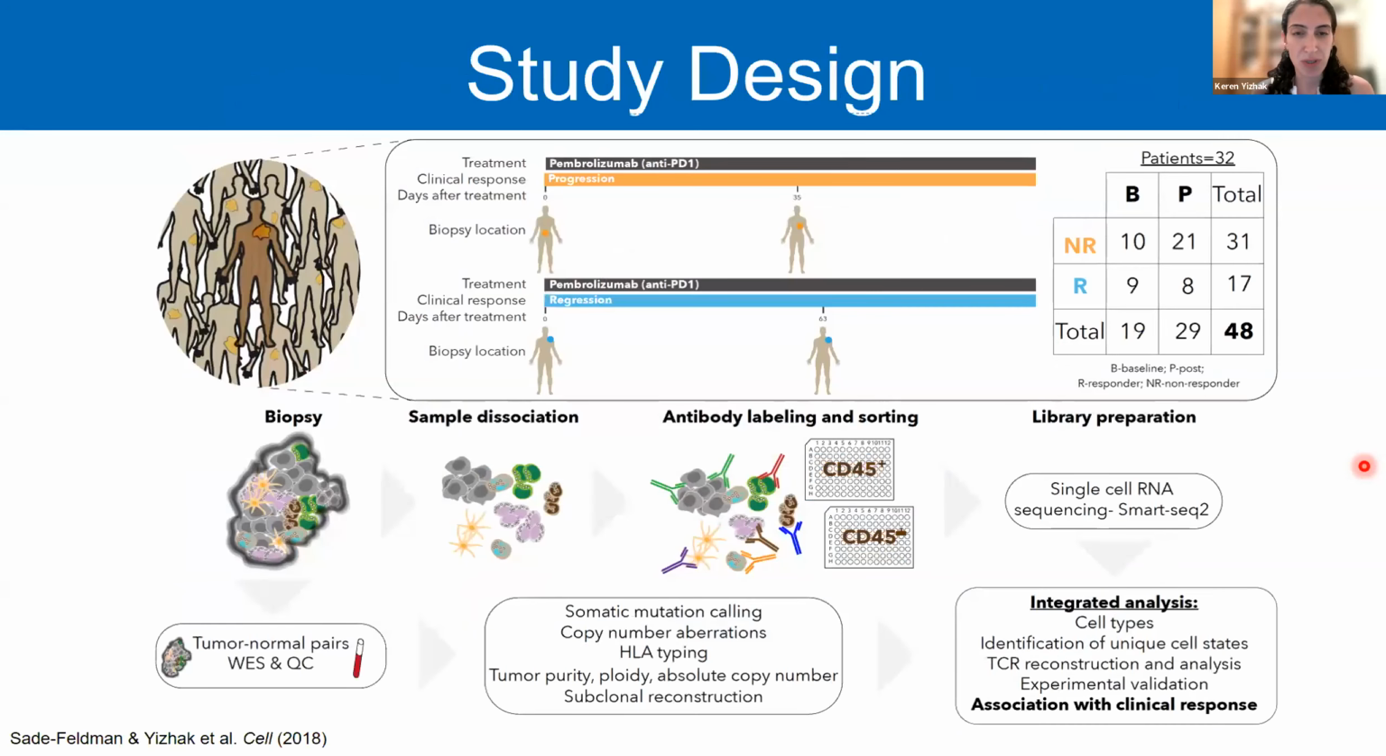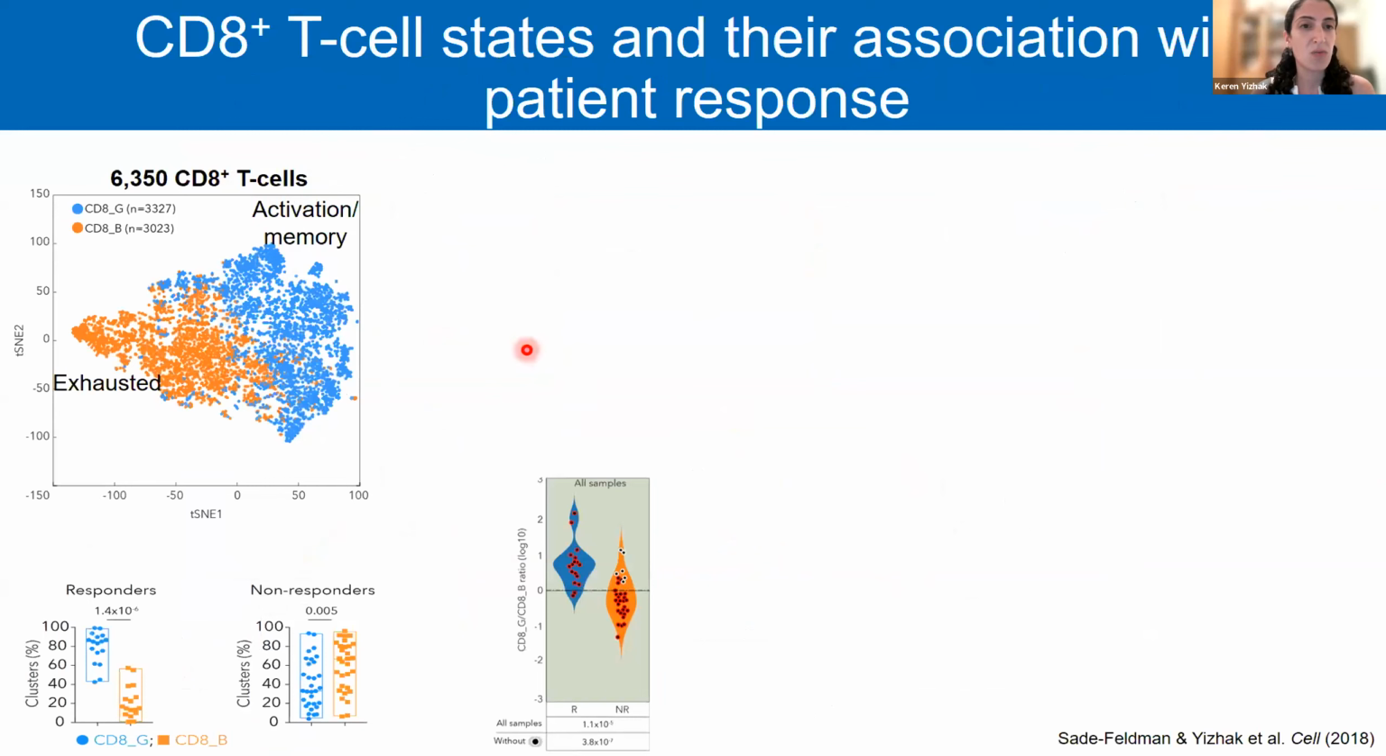Now, in a previous work that was published quite a few years ago, we focused on melanoma patients that were treated with checkpoint blockade therapy, with responders and non-responders. We did single-cell RNA-seq of their immune cells, the CD45 positive cells. One of our key findings back then was that there are two major cellular states within CD8 T cells: one is exhausted, one is activated memory T cells.